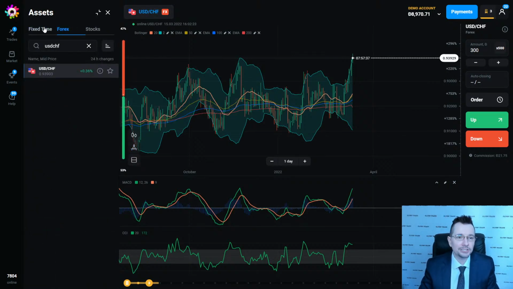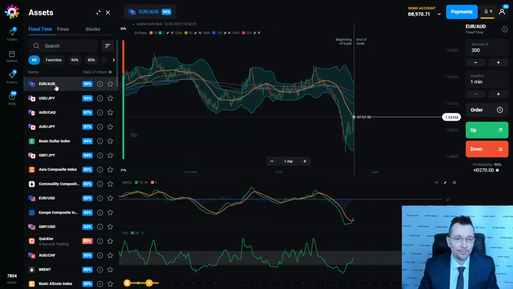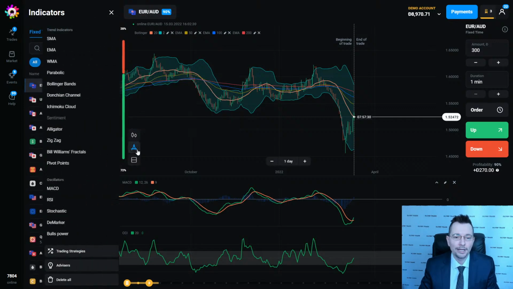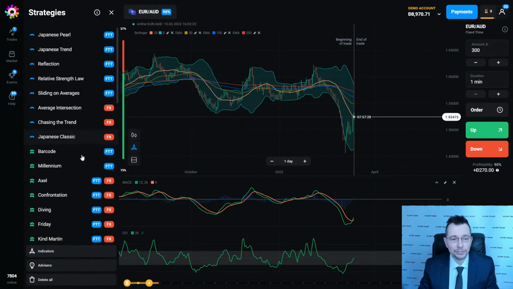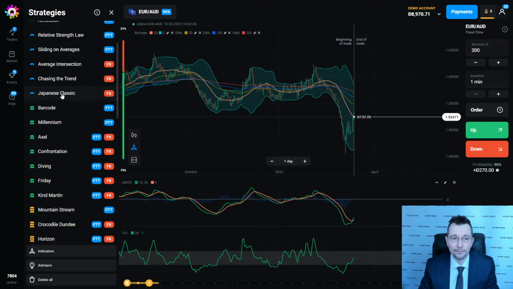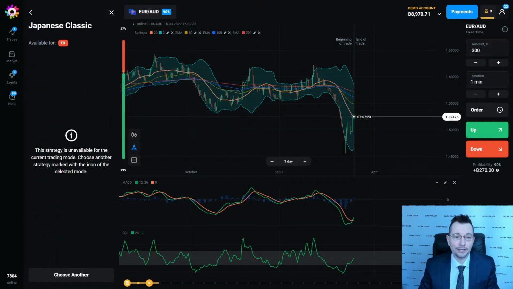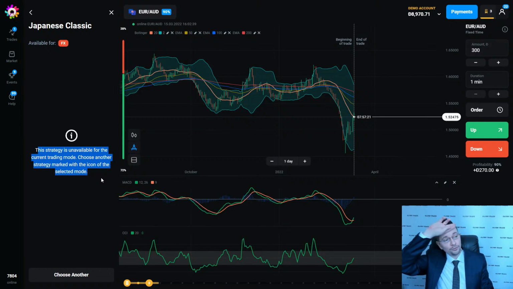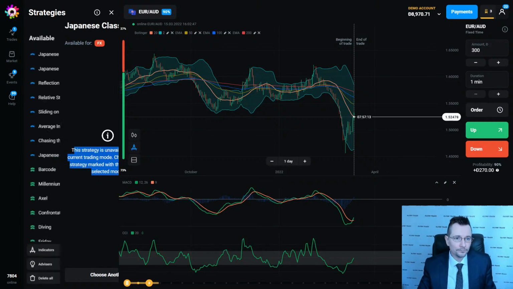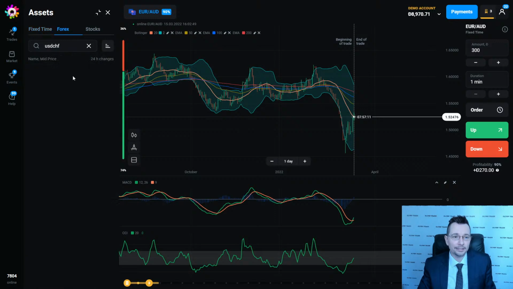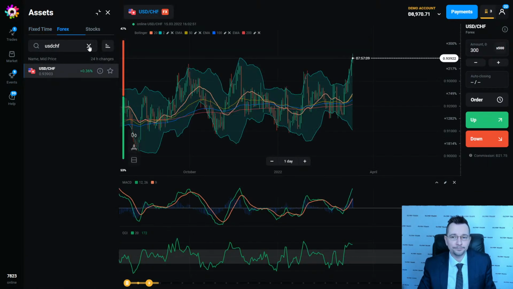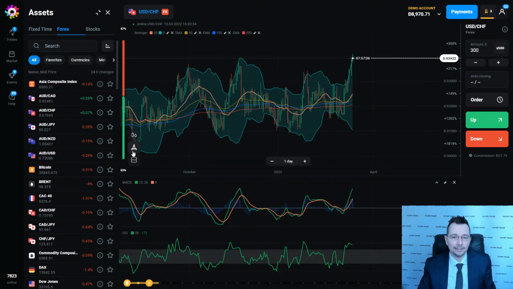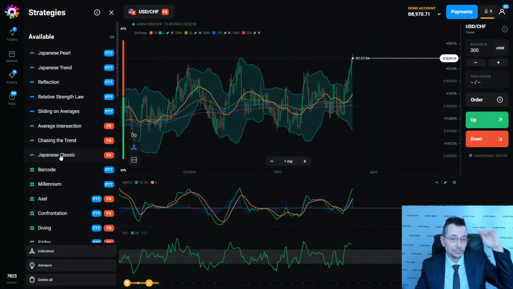I also want to direct your attention that if you get this error, so I have Euro Aussie dollar on the fixed time trade platform, and I go to my trading strategies to put on the Japanese Classic right here, you'll get this message that this strategy is unavailable for the trading mode. What that means is that you basically have to switch over to FX. Now, as soon as I do that, if I go over here and I choose an FX pair, then I can easily and comfortably put on the Japanese Classic.